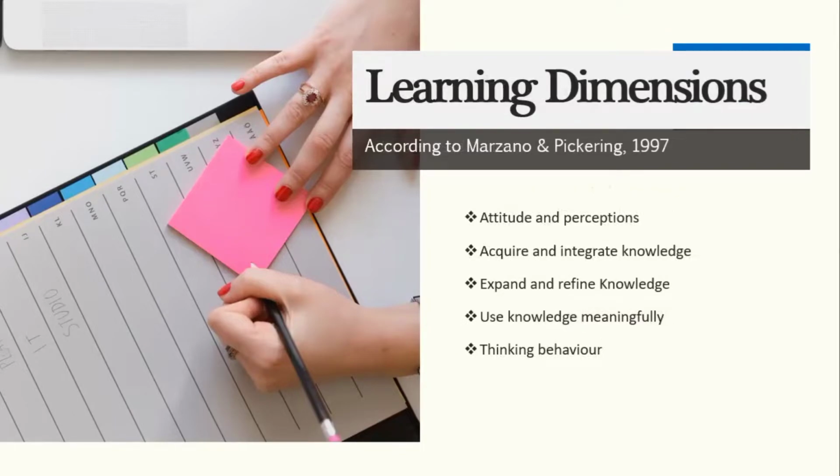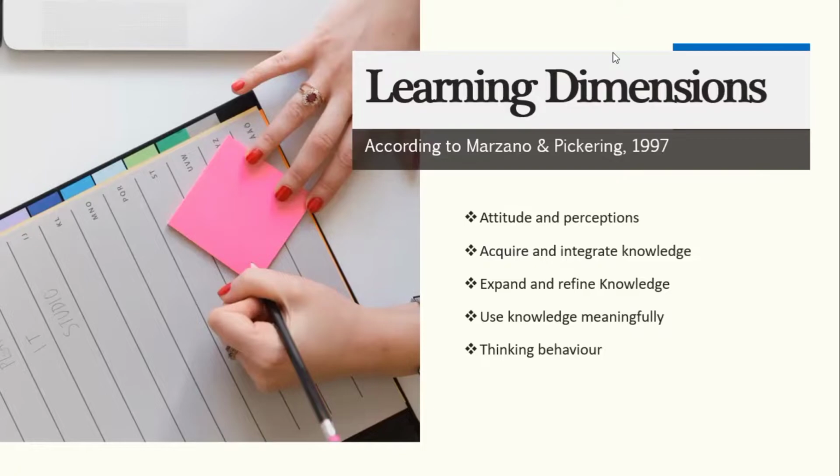The next is learning dimension. According to Marzano and Pickering 1997, in Avandi and Sajian 2017, pages 117 until 118, there are 5 dimensions of learning as follows. The first is attitude and perception. In this part, the teacher helps students to develop a positive attitude and perception about the learning climate in the classroom. The second is acquire and integrate knowledge.